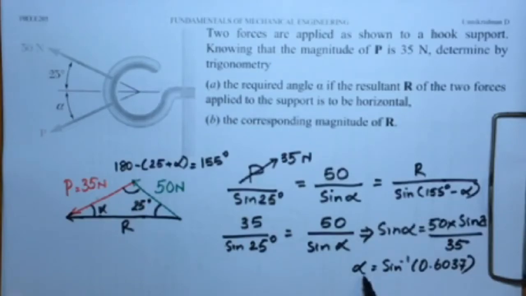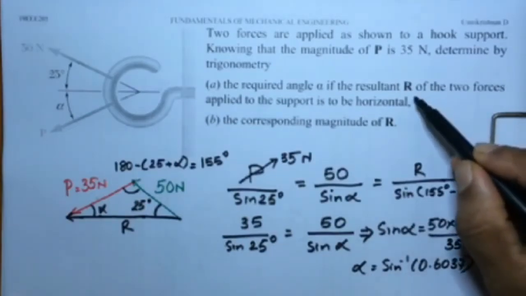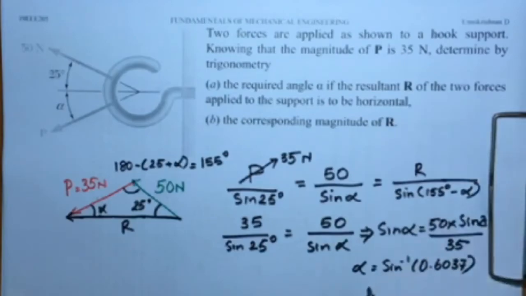Therefore we can say the angle alpha required to maintain the resultant R to be horizontal is sine inverse of 0.6037, and which turns out to be 37.13 degrees.